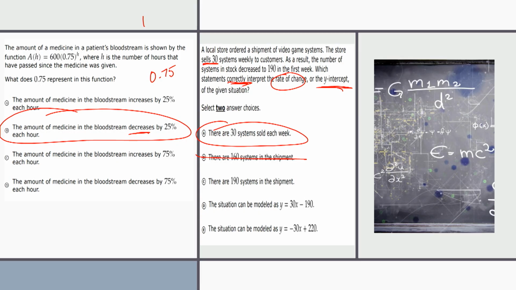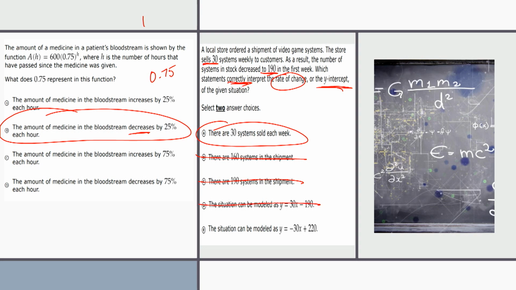There are 190 systems in the shipment. Again, it does not tell me that in the passage, so I cannot say for sure that is true. The situation can be modeled as y equals 30x minus 90. Well, I don't know why I would be subtracting 190 because it just says it decreased to 190. So I cannot say for sure that is true.